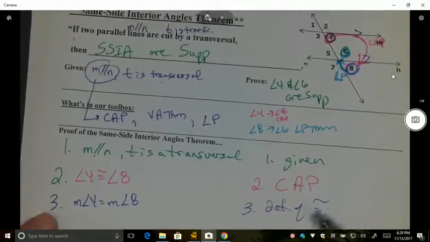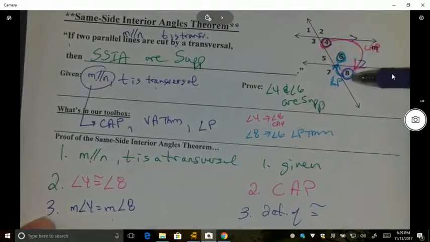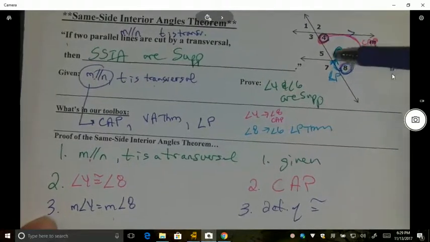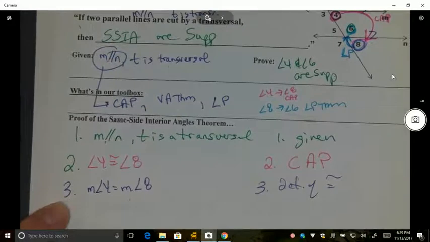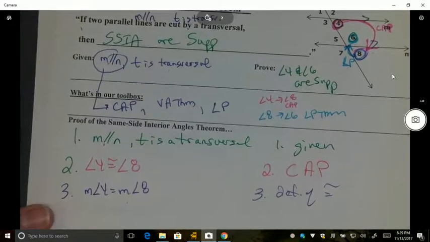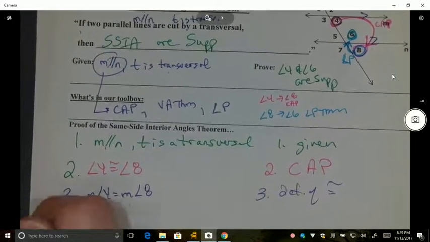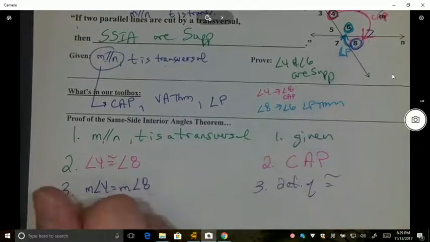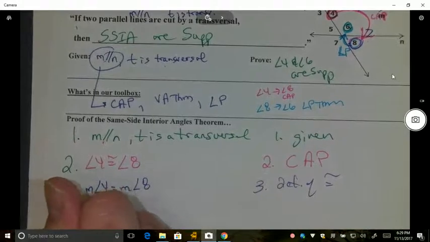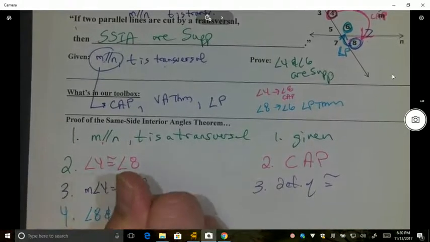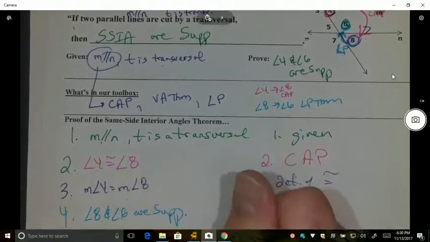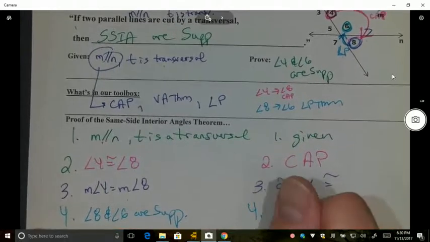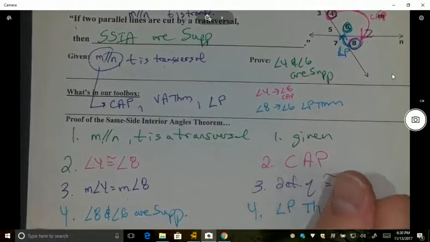We have an equation established connecting angle 4 to angle 8. Now our goal is to get an equation from 8 to 6. I can't jump straight to that though. To get from 8 to 6, I first have to write their relationship. The relationship between 8 and 6 is that they're a linear pair, and we know that means angle 8 and angle 6 are supplementary. And the reason they're supplementary is because they're linear pairs, so the reason is the linear pair theorem.